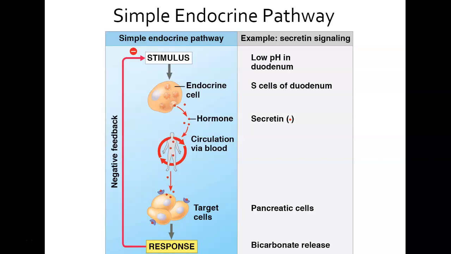Secretin will then travel in the bloodstream and target pancreatic cells. Those pancreatic cells are then going to release, or trigger the release of, bicarbonate. And bicarbonate is a base. So by releasing bicarbonate, it in essence is going to raise the pH, or negatively impact the low pH that was happening. So again, it brings it back towards that set point we've learned about previously.